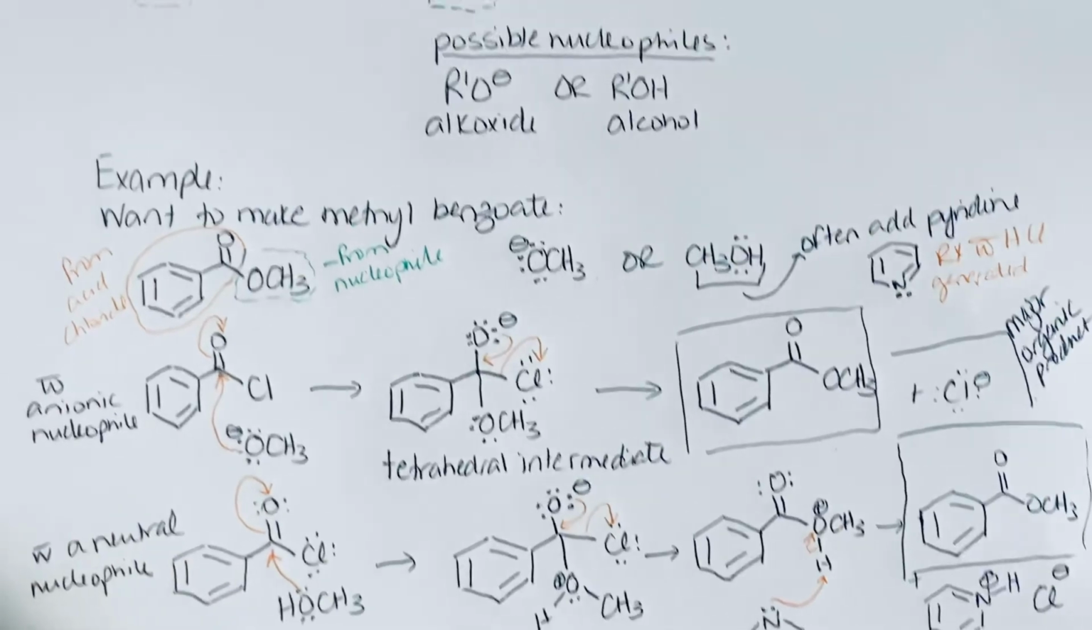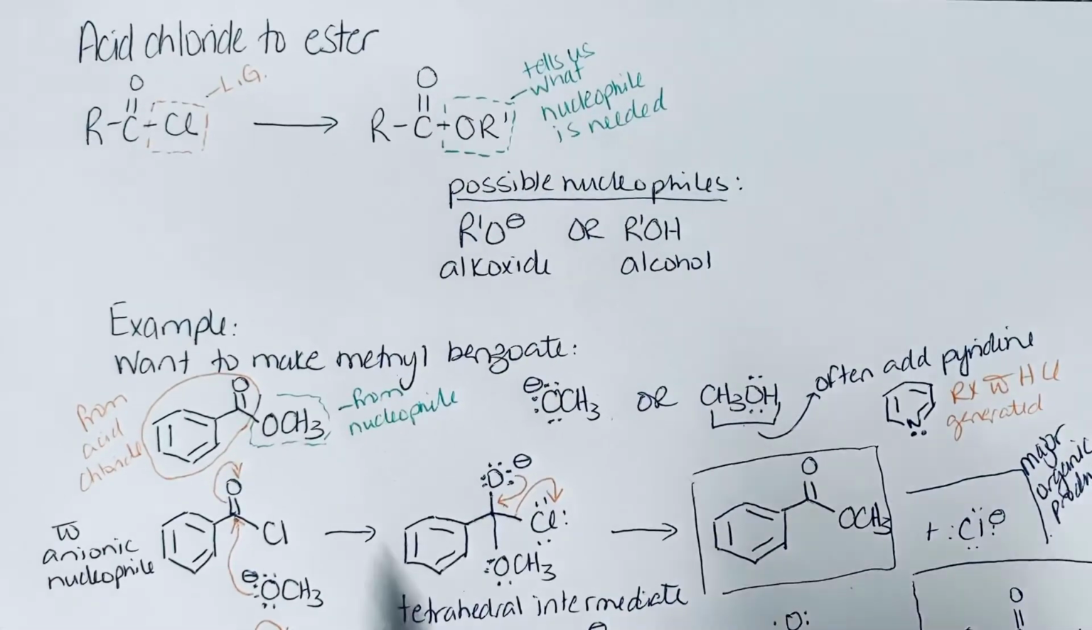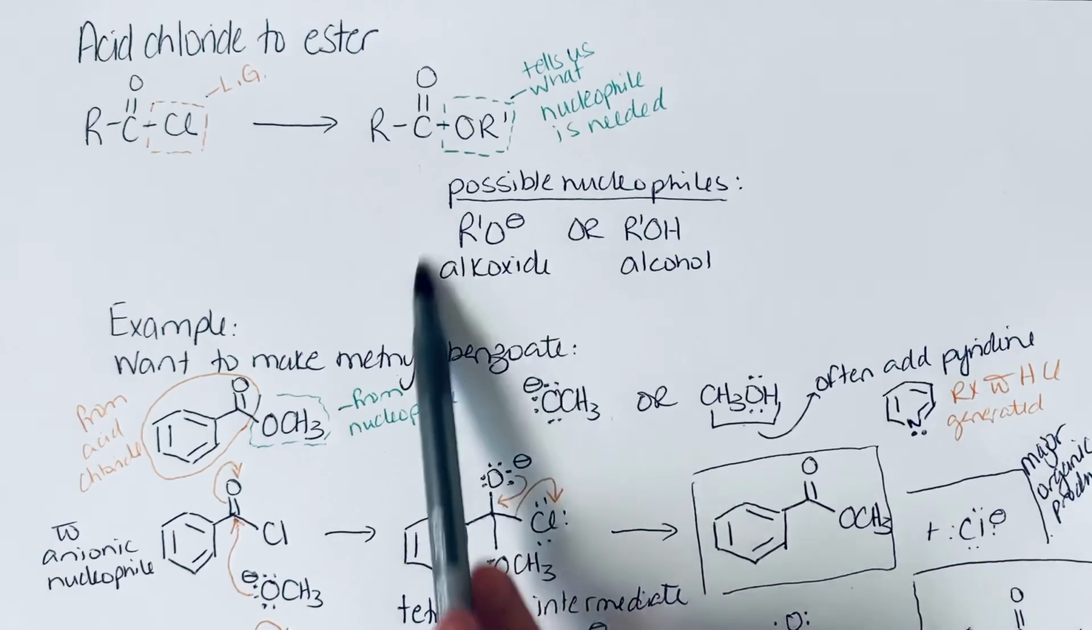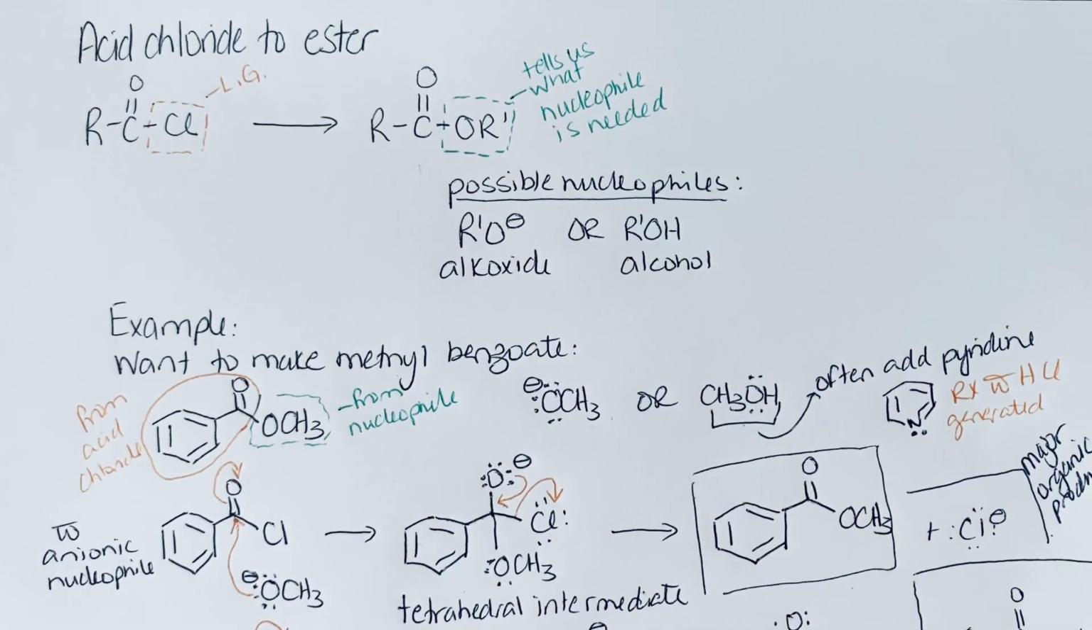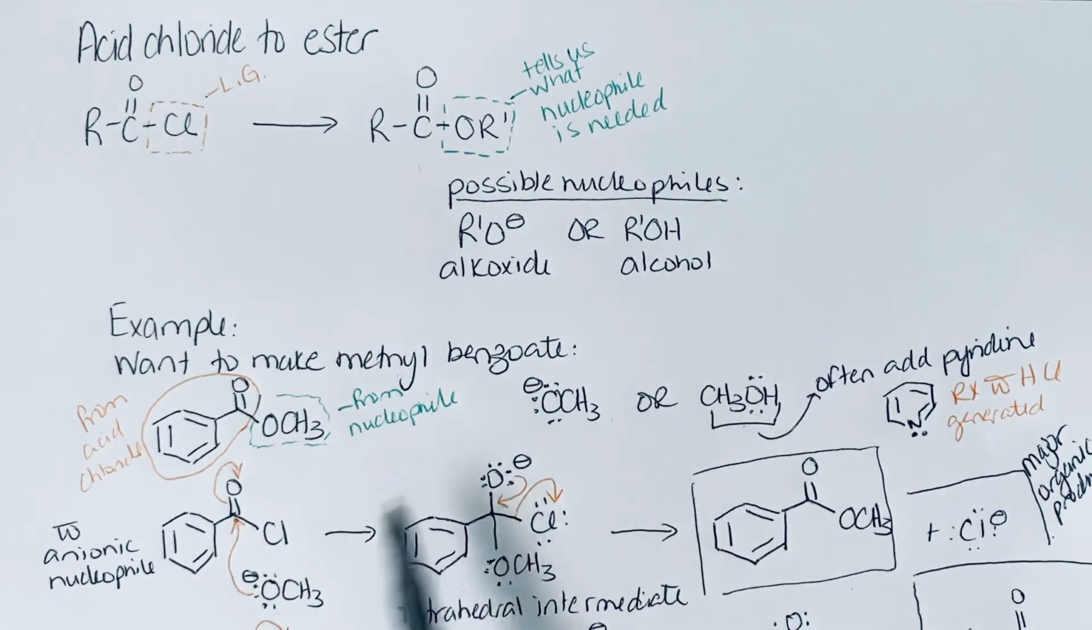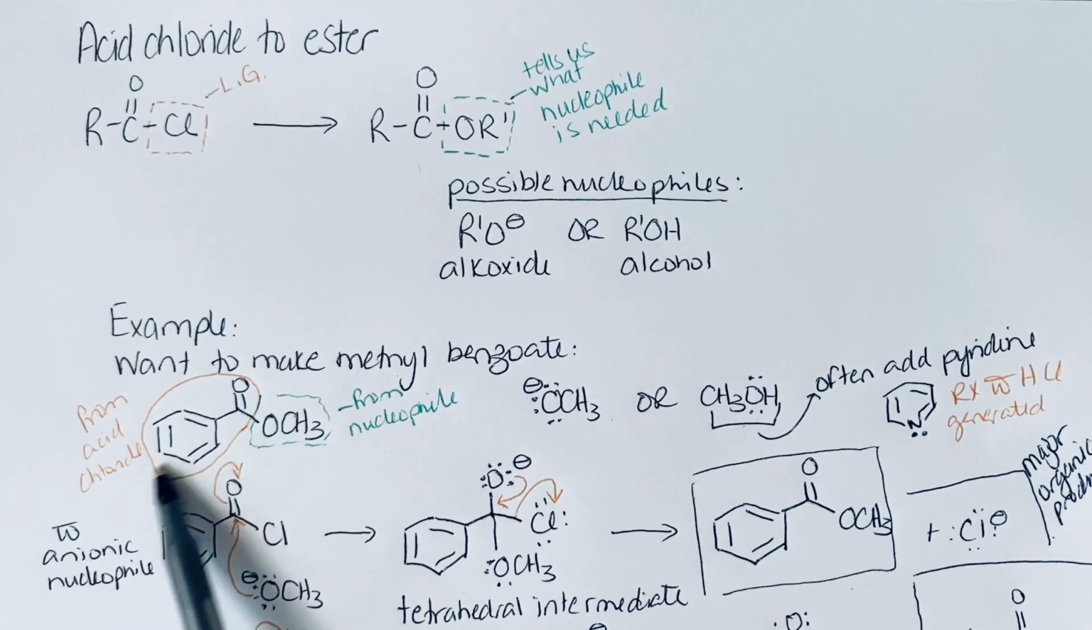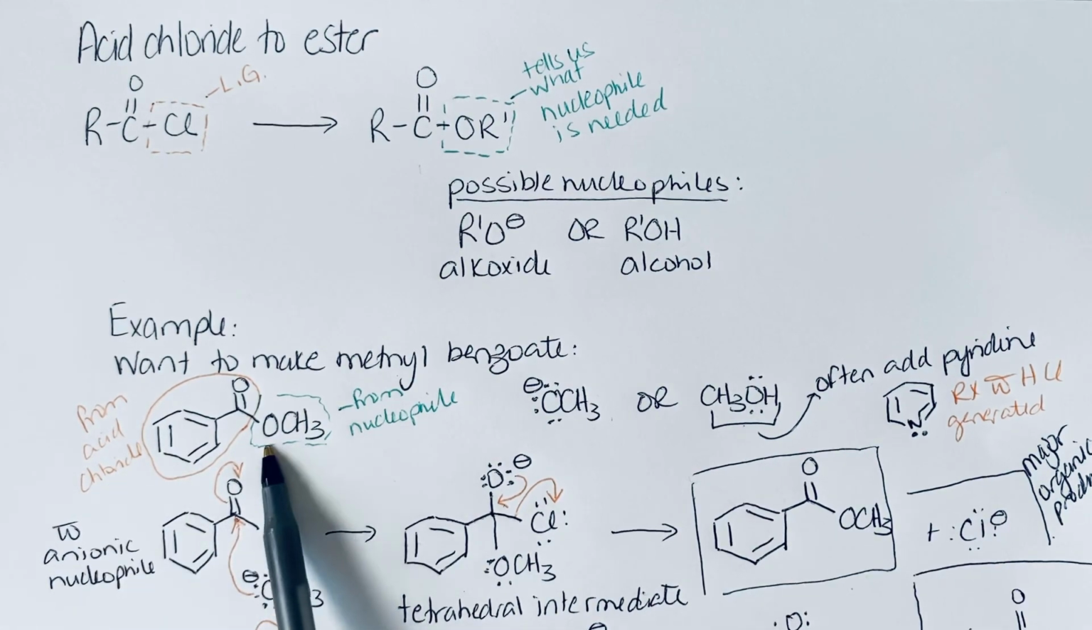Okay, so what we're seeing overall is that we can take an acid chloride and make an ester, and we can use either the stronger alkoxide nucleophile or the weaker neutral alcohol. Either way, we would select the structures that we need by examining what we have. So the portion that has the carbonyl is going to come from your acid chloride, and your OR prime is going to come from your nucleophile.